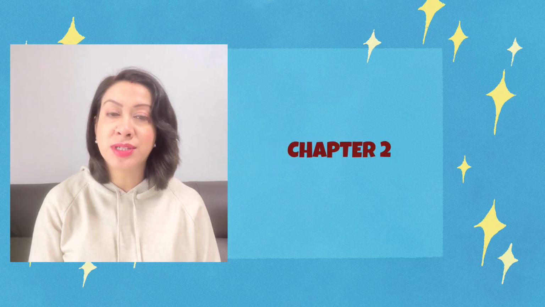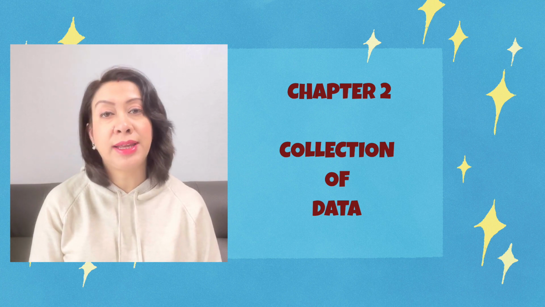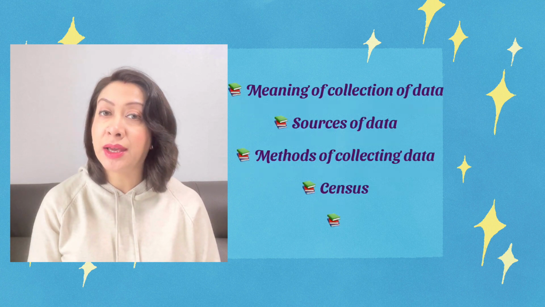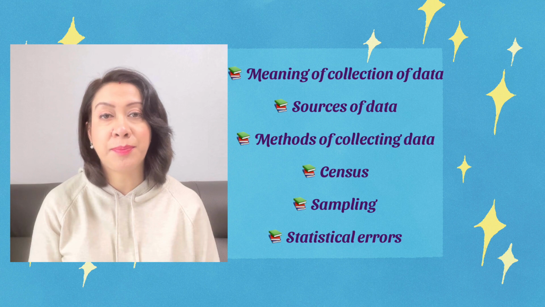Today we are going to start chapter 2 from statistics portion, which is on collection of data. Let's take an overview of the topics covered in this chapter. Meaning of collection of data, sources of data, methods of data collection, census, sampling and statistical errors.